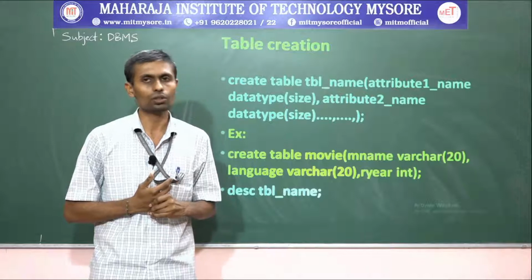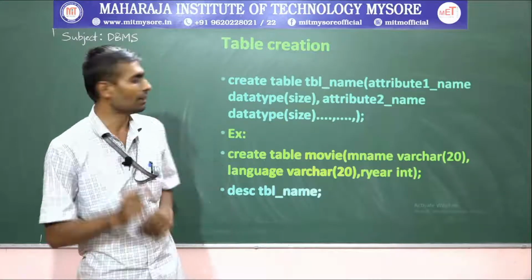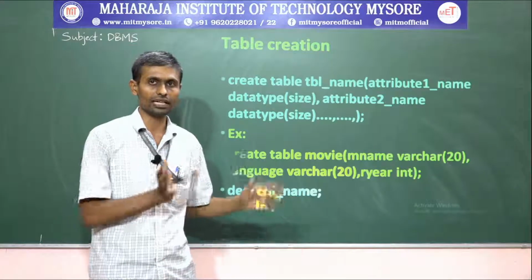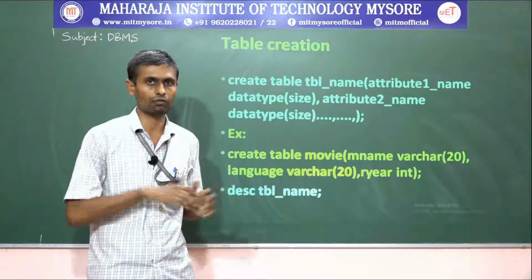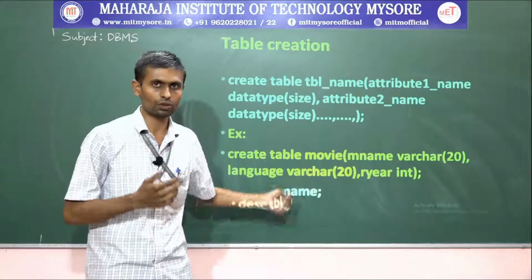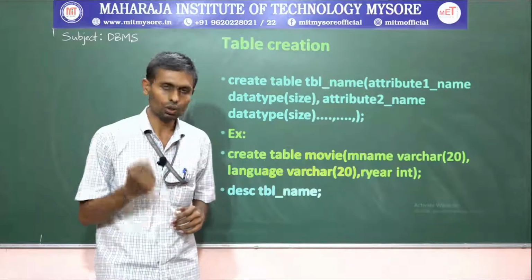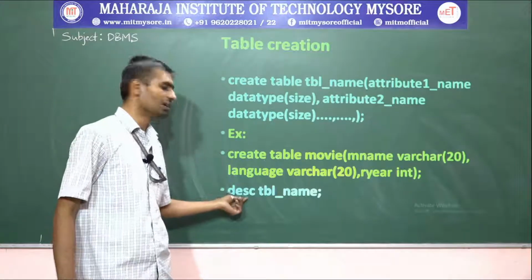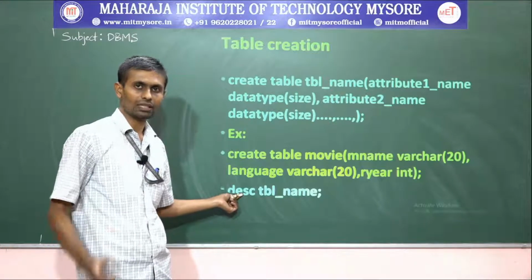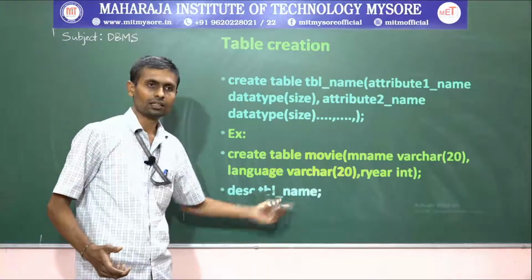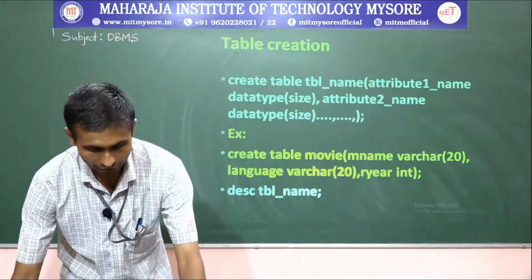To know that, we should look into the metadata of this table. That means data about data: what all the data types are, what the size and attributes of each are, so that I know everything. To know it, I should make use of a command called describe table. DESC means describe, followed by the table name. Let us look into that, friends.